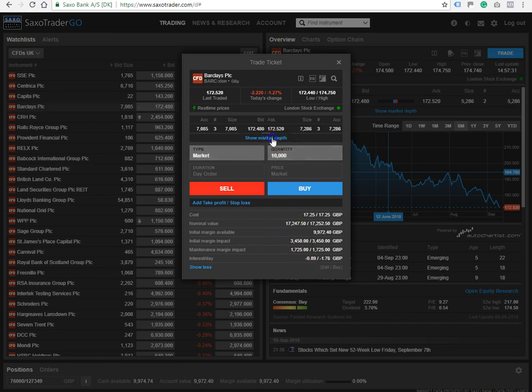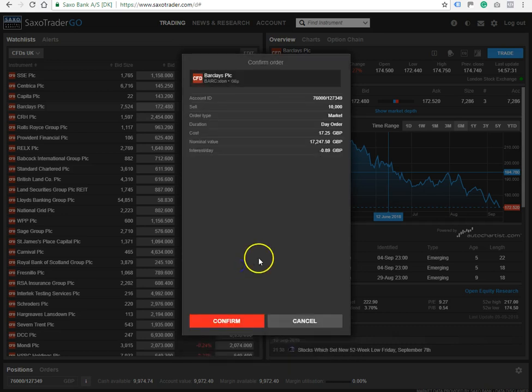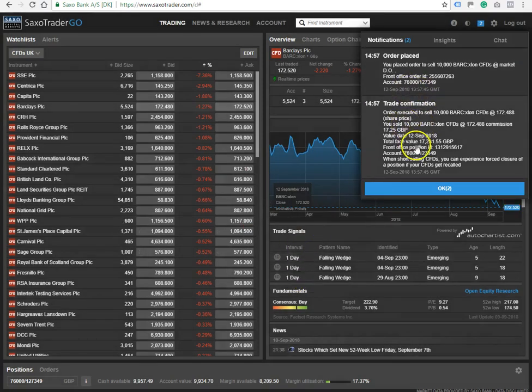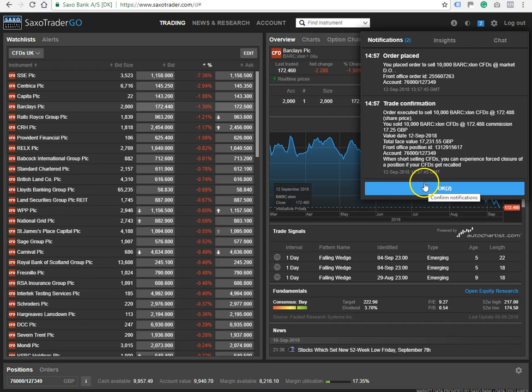So if we want to sell 1,000 at market, we can see there's plenty of size there. So we'll just hit sell. It gives us all the pertinent info. And there we go, we're done. So we can see that we've sold 10,000 at 172 and been charged £17.25 commission.